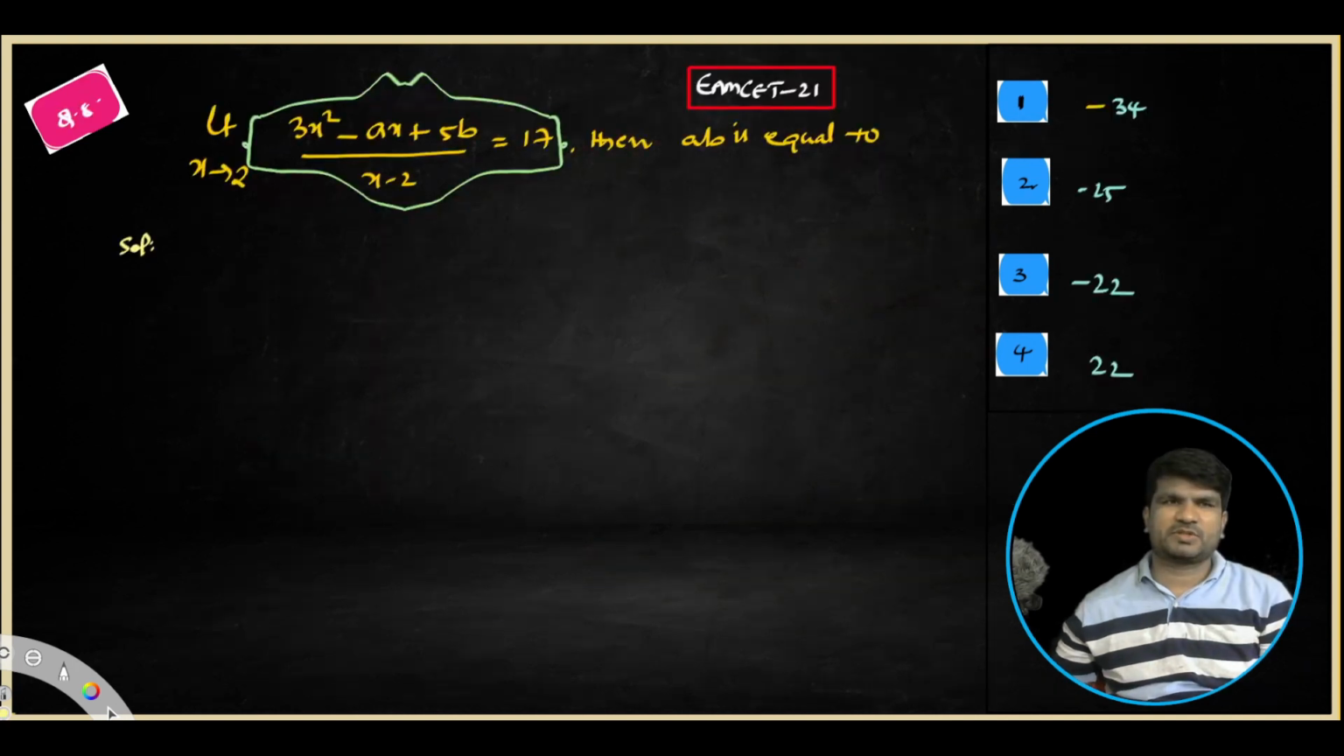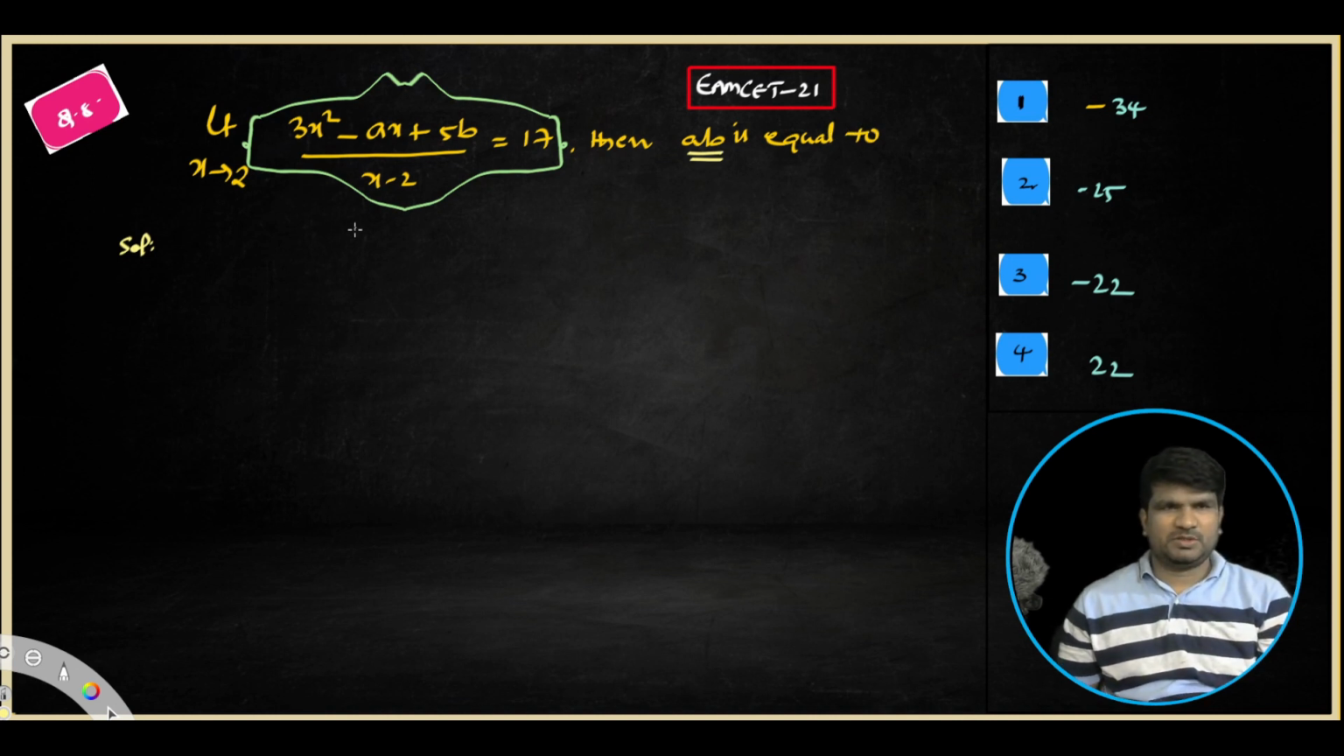Now next problem is question number 8. Limit x tends to 2, Eamcet 2021. Limit of (3x² − ax + 5b)/(x − 2) is 17. Then ab, that is a into b, we have to find. First find out a and b, then a into b we have to find.